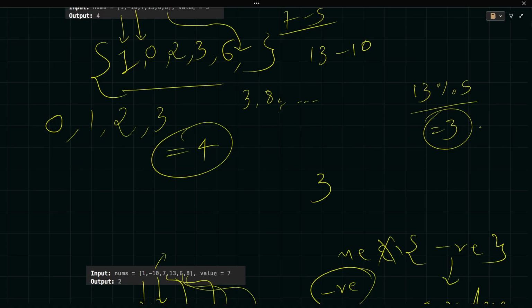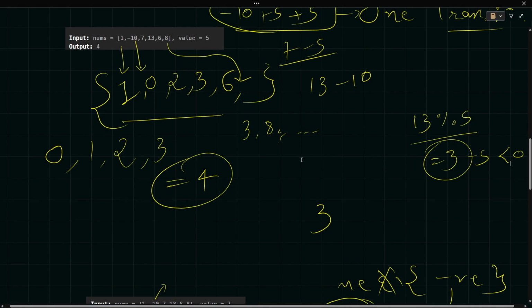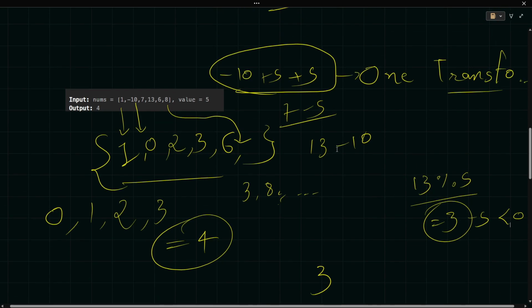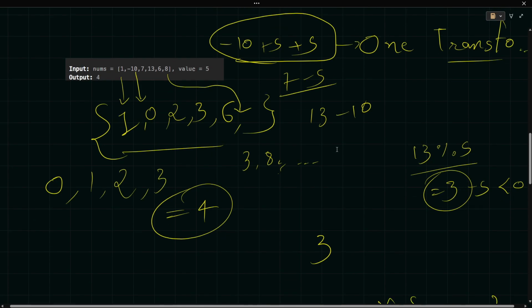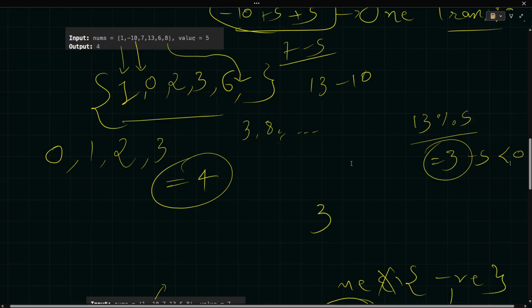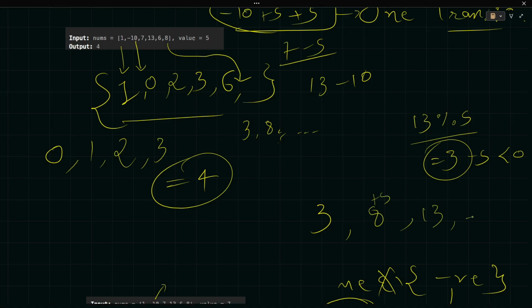I cannot subtract 5 further, because 3 minus 5 would become negative. We have to count from 0, so negative values are not considered at all. Okay. So 3 would be our base for this 13, and to 3 we can add 5 and get 8, plus we can add 5 and get 13 and more. Okay, so 3, 8, 13.